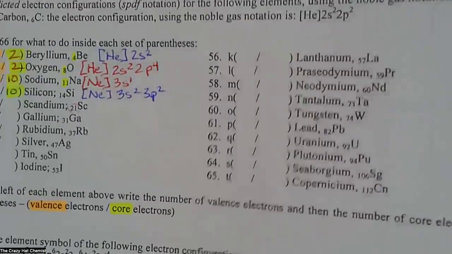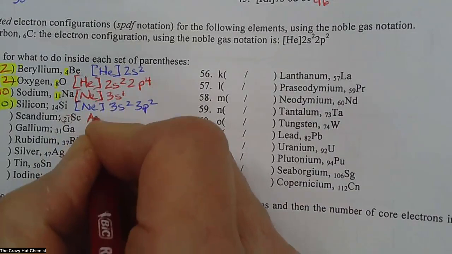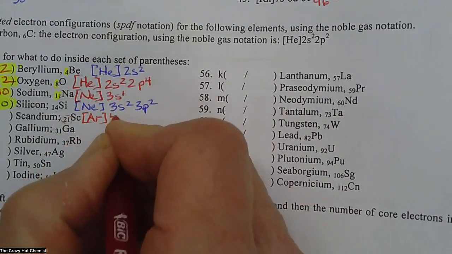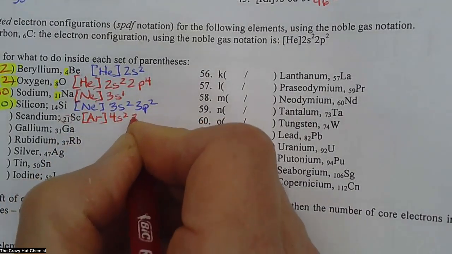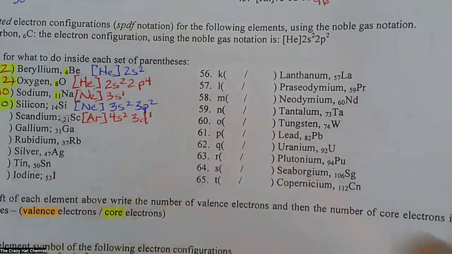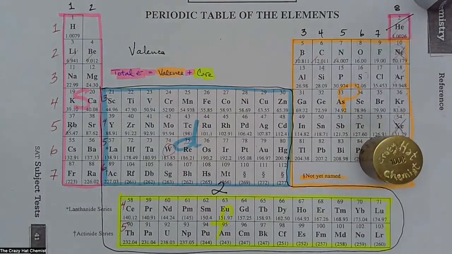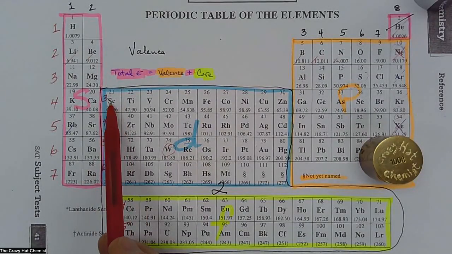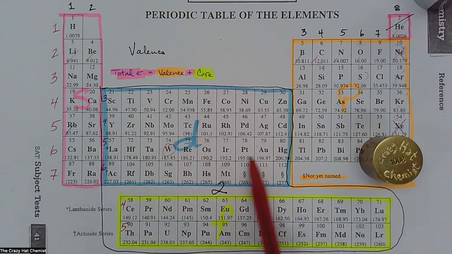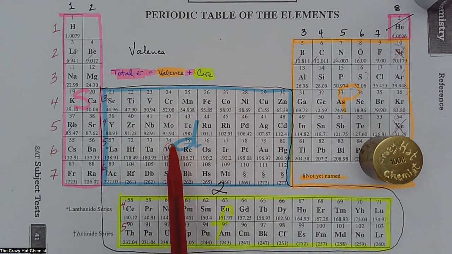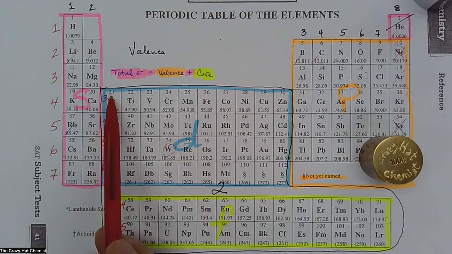That's going to be argon. So that's Ar, and that's 4s2, 3d1. Okay, fantastic. Now to get the valence and the core. So scandium ends in a D, so it's in the boot. So if it's in the boot, how many valence electrons? 2 valence electrons. There's a total of 21 electrons.